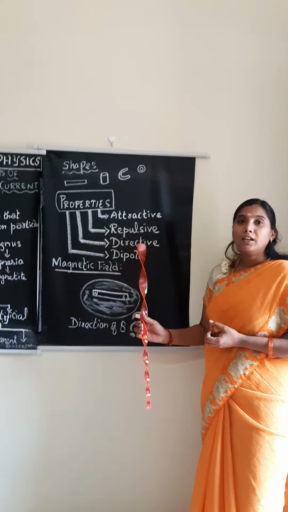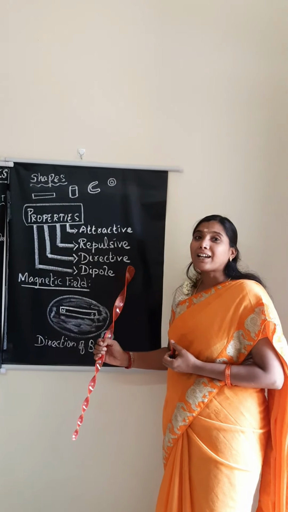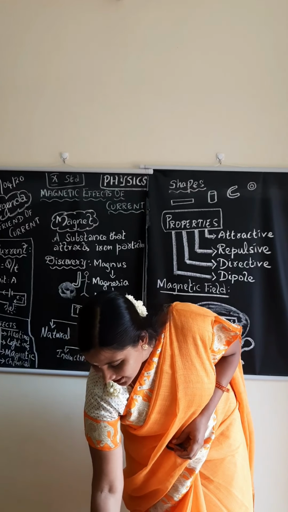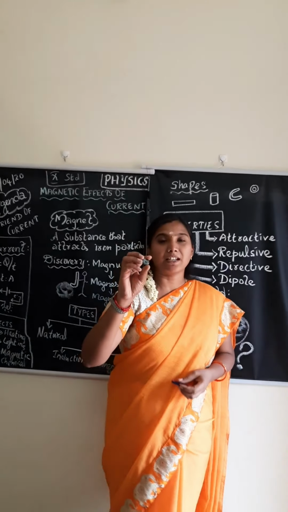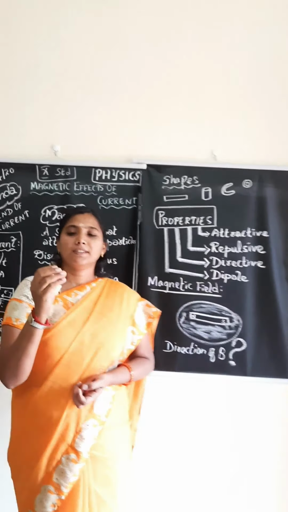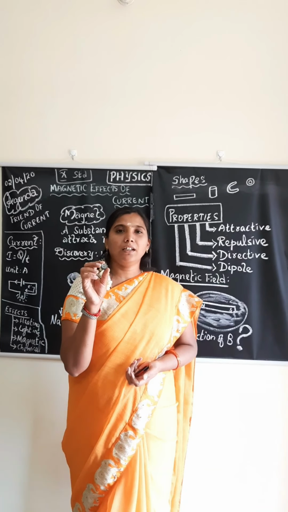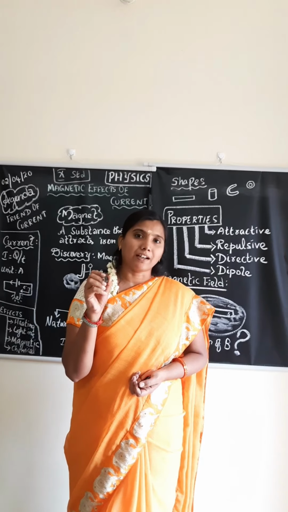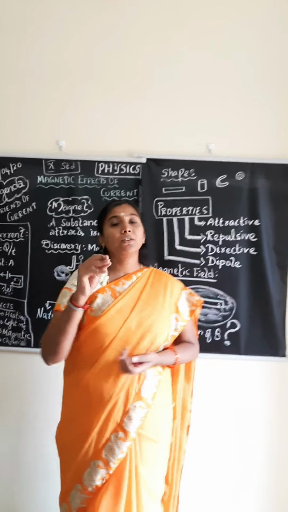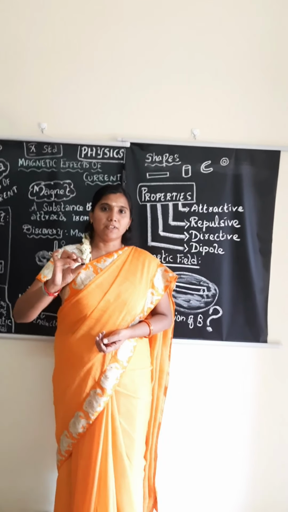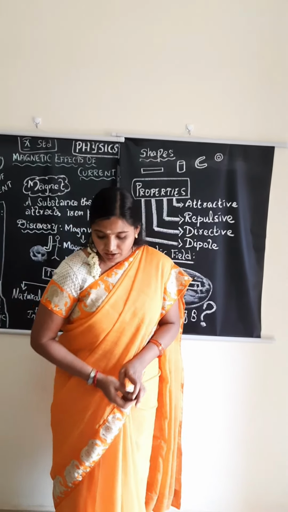Number three, what is it? Directive. So what's the meaning of the word directive? Yes, that is one of its applications. It's called a magnetic compass. A magnetic compass is used to find direction. Anywhere. If you keep a magnetic compass anywhere on a horizontal surface, you can see the direction.